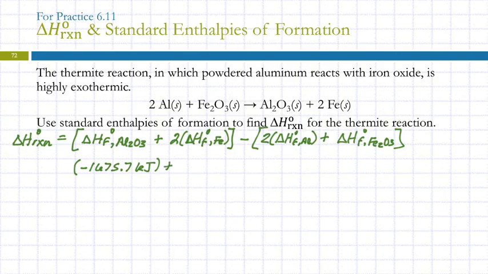And what's the heat of formation for iron? It's 0. It's an element. So there's my reactants. My products. I'm going to subtract my reactants. I've got 2 times the heat of formation for aluminum. It's an element, a 0. 2 times 0 is still 0. And the heat of formation for the Fe2O3, I looked that up, negative 824.2.